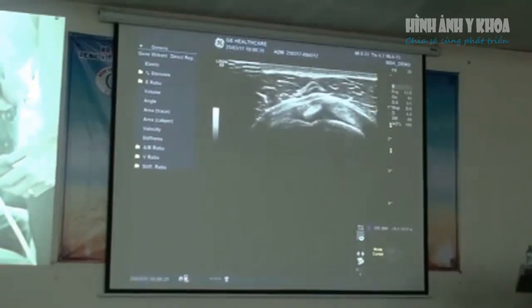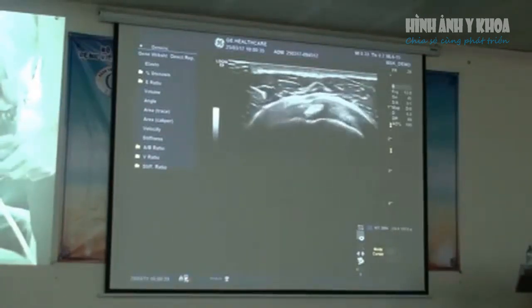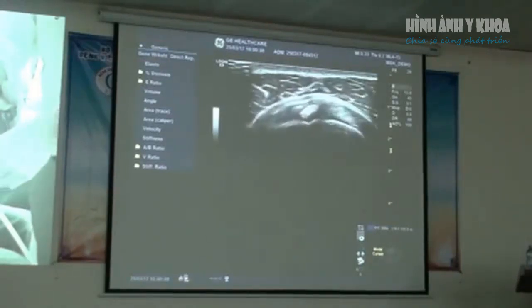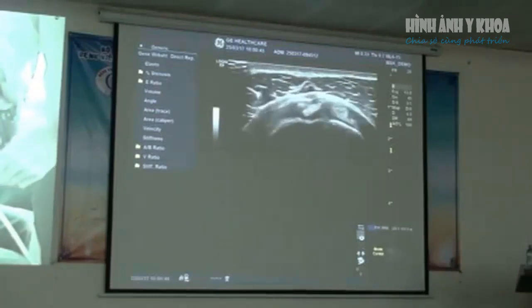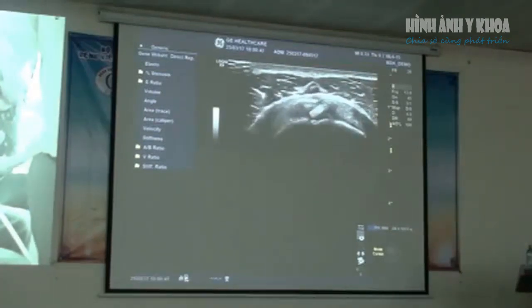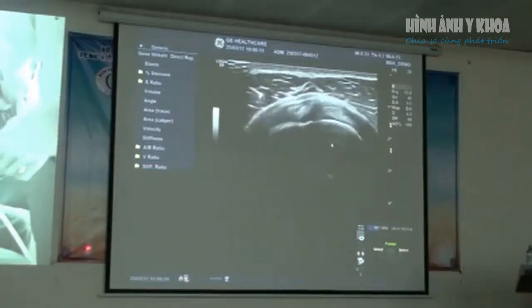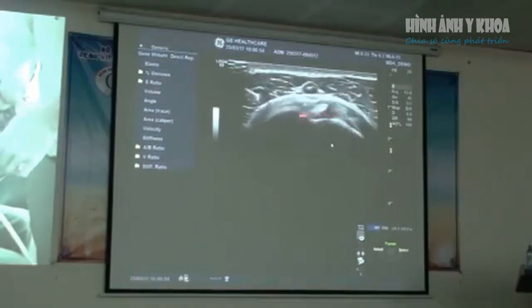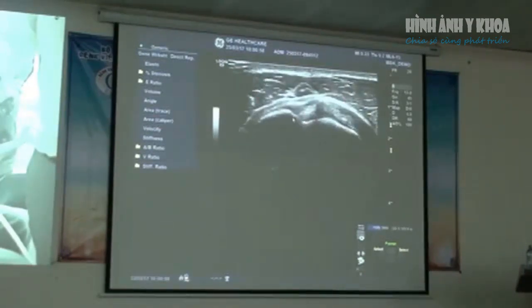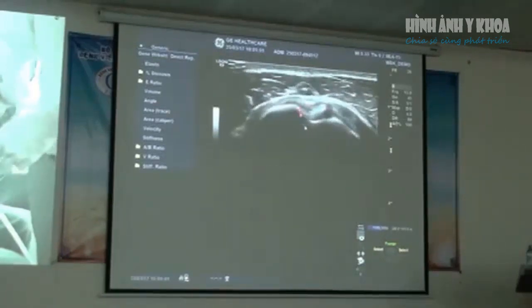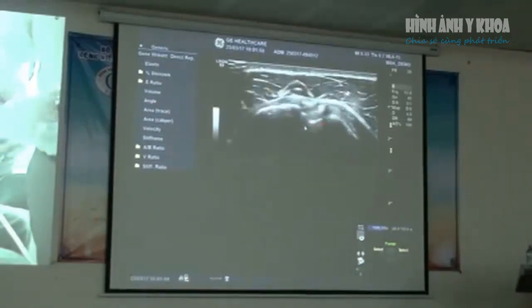So to check the integrity of the rotator interval or the biceps pulley, I just gently internally and externally rotate the arm. And I want to make sure that all of these structures are moving together, and that this long head biceps is staying within the groove.